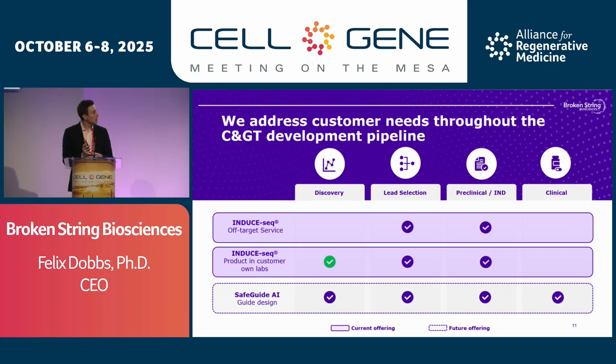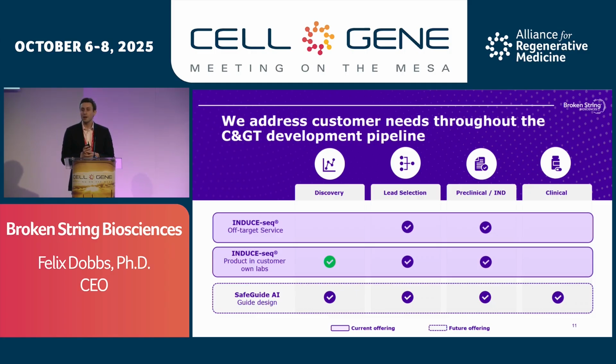And as a company at Broken String, our goal is to address the needs of customers throughout the entire development pipeline. Today we have a couple of different commercial offerings. We have a service where we're focused on supporting customers in the late-stage lead selection process into the preclinical and IND phase, where we're narrowing down those final candidates for taking through into the IND and generating that deep characterization of the potential off-targets that go into the filing directly.